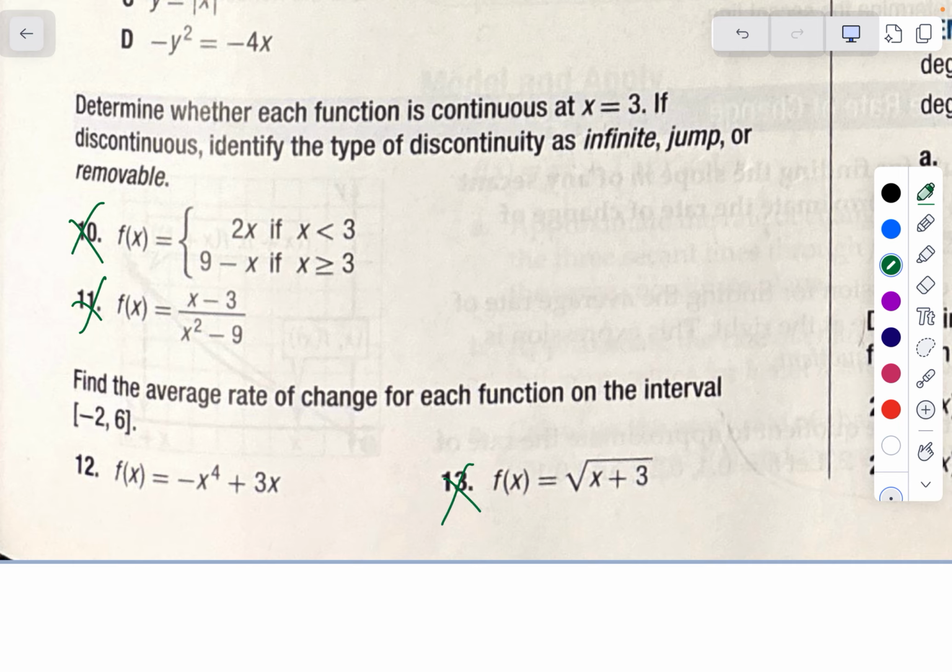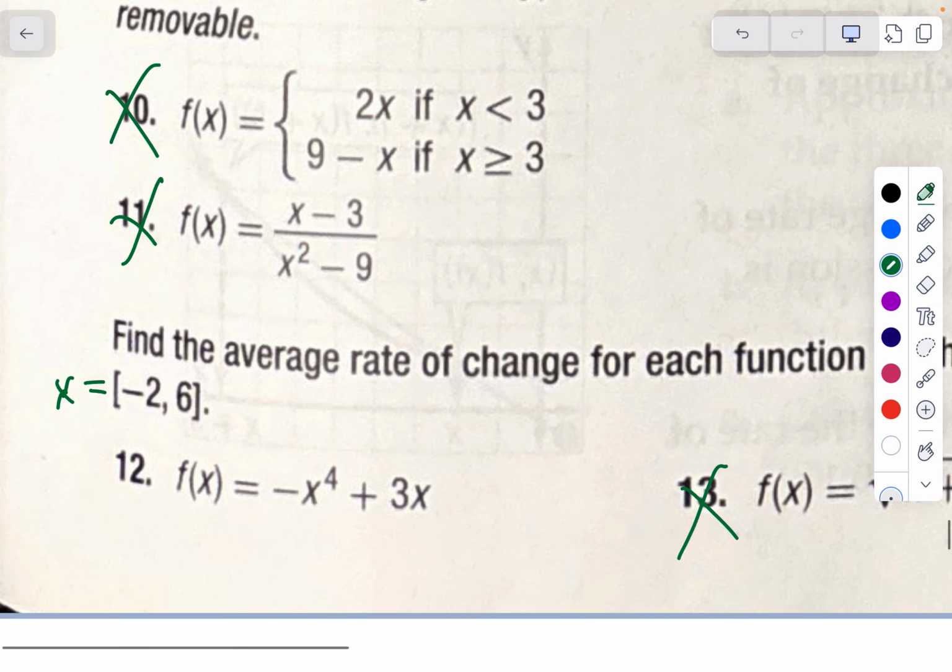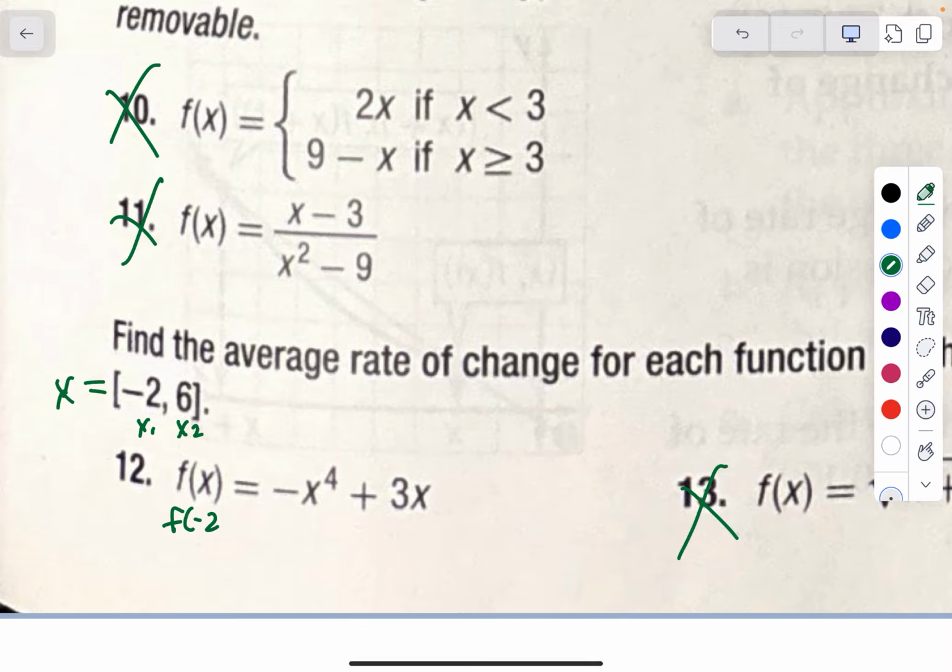It says find the average rate of change for each function on the interval, okay, from -2 to 6. Those are x's. They're both x's. I am starting at an x value of -2. I am stopping at an x value of 6. So this is x1 and this is x2. So it's very important to know that is not a point. That is an x interval. My function, what is it doing at -2? What is it doing at 6? Okay, so let's plug in -2. Let's plug in 6.